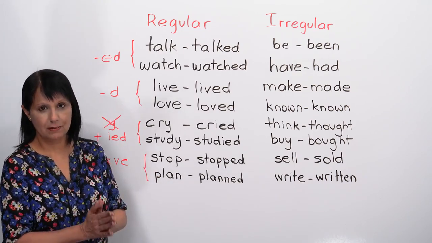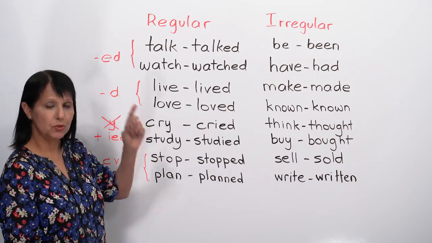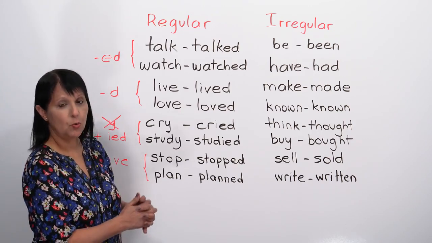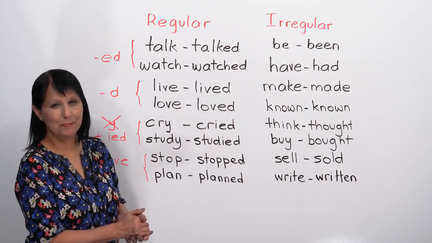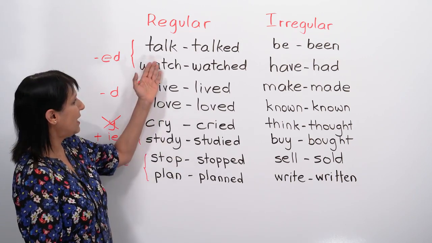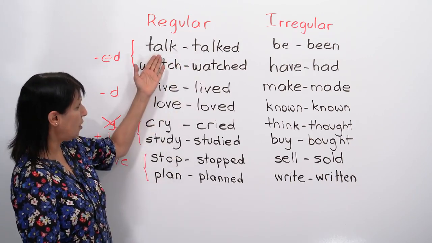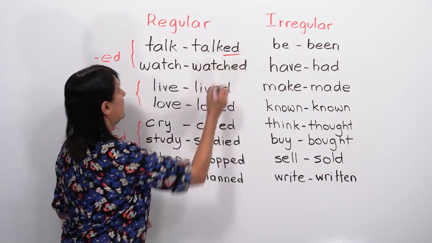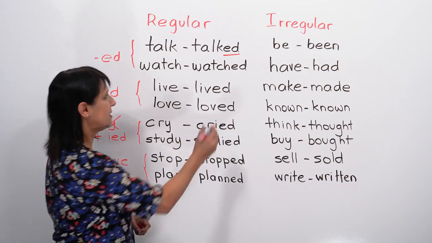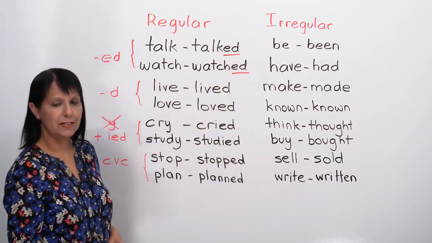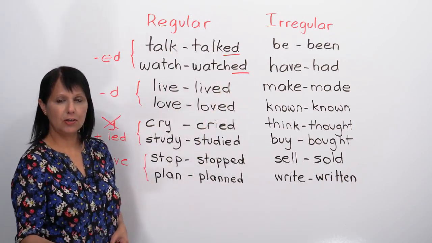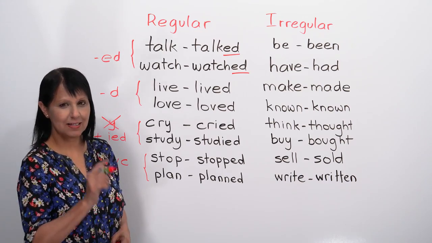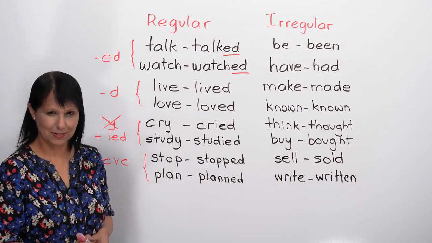For most regular verbs, all you have to do to make that third form, the past participle that you need to use, or the past simple form, which is the same thing, is to add ed. So talk becomes talked, watch becomes watched. Say those two after me. Talked, watched. In that case, they both ended with a T sound.